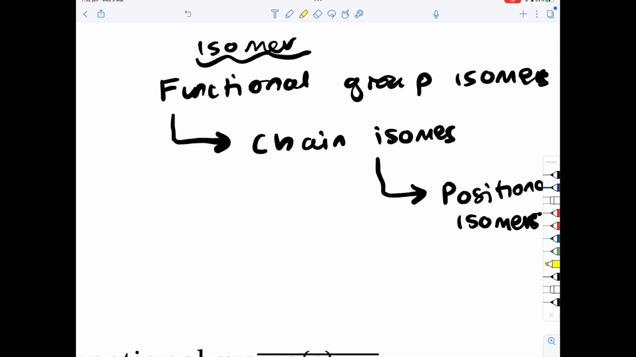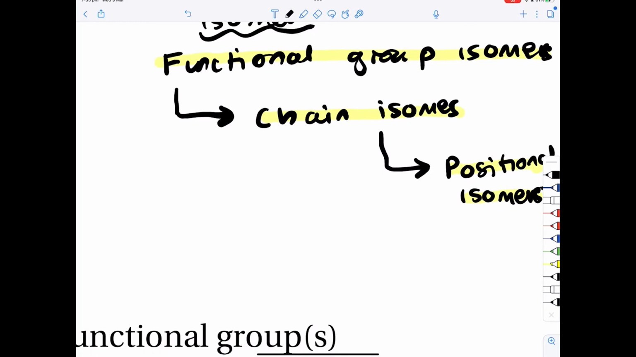So when we see the word isomer, we have what we call different functional group isomers. Within functional group isomers, we have chain isomers. Within chain isomers, we have positional isomers. So that's the kind of hierarchy or categorization. And let's start by defining what we mean here. So if I see something like this, say a C4H10, I'll do C4H8O.